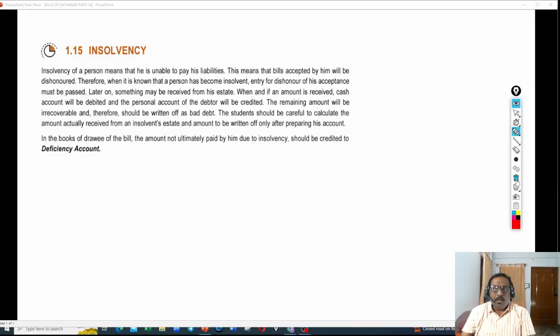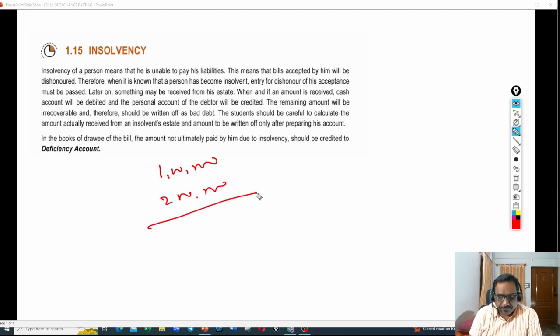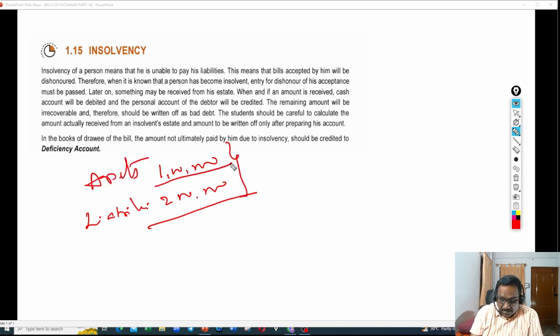What do you mean by insolvency? Suppose my assets are 1 lakh and my liabilities are 2 lakhs. That means what? Even if I sell all my assets, I am not in a position to pay this 2 lakhs liability.